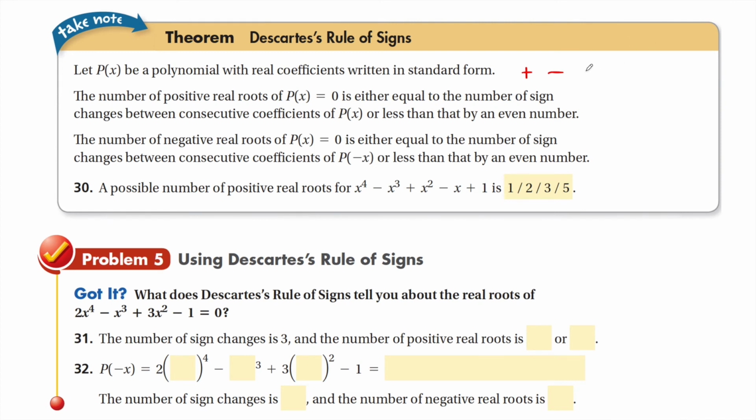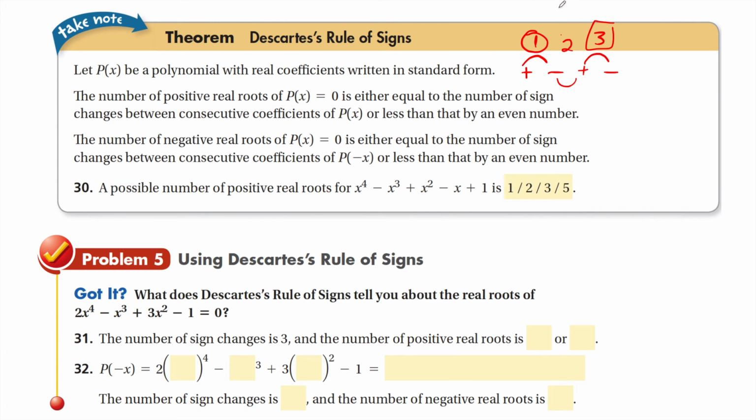So say we have something like a positive and a minus. That's going to give us 1. We have 2. And then 3 total changes. That means that we are either going to have potentially 3 possible positive real roots, or the even number under that 3, which is going to be 1, making it that 1.